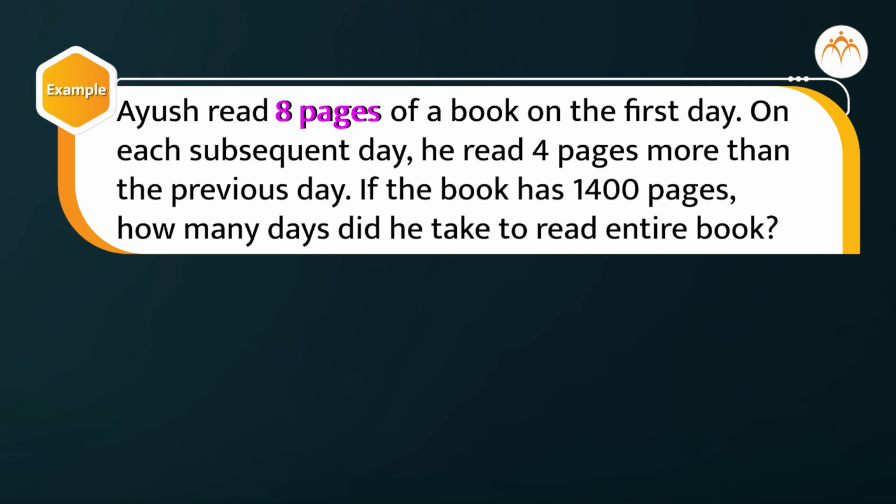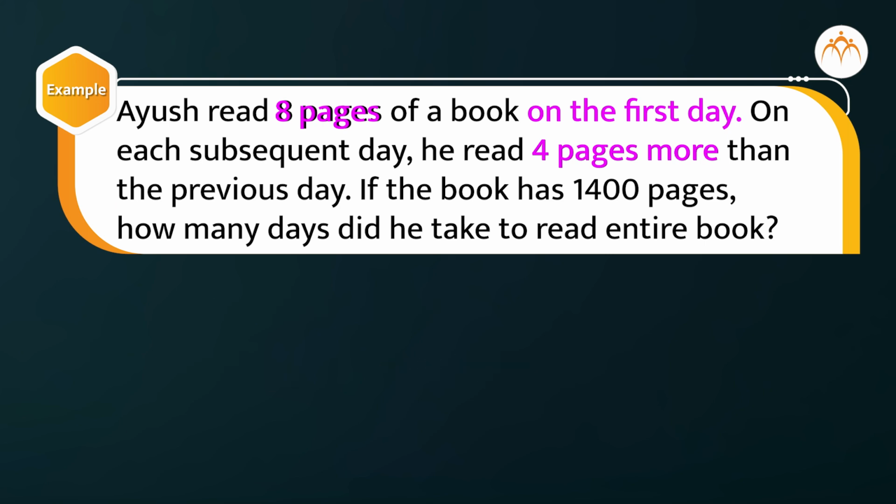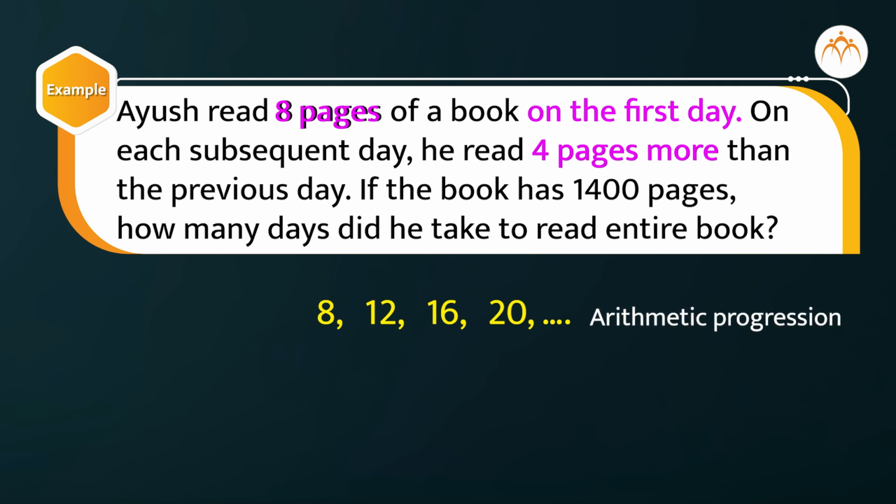Ayush read 8 pages on the first day. On the second day, he read 4 more pages, that is 12 pages. On the third day, he read 4 more pages than on the second day, that is 16 pages. The number of pages read each day is 8, 12, 16, 20. Each subsequent term is 4 more than the previous term. Therefore, this sequence is an arithmetic progression.